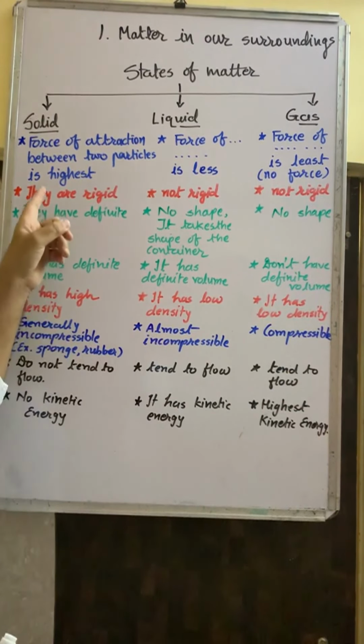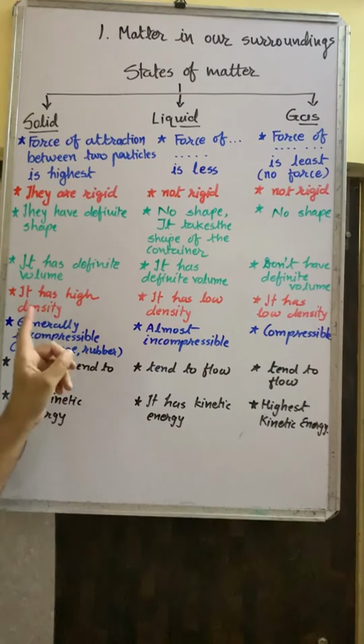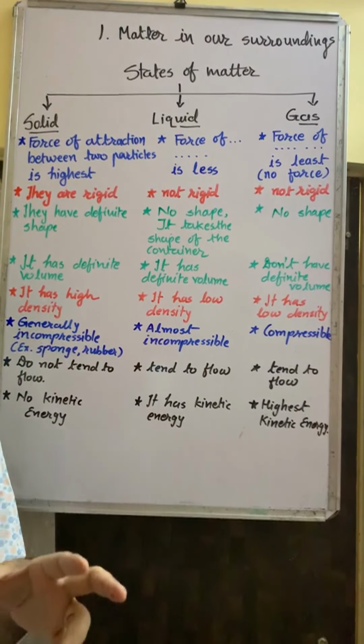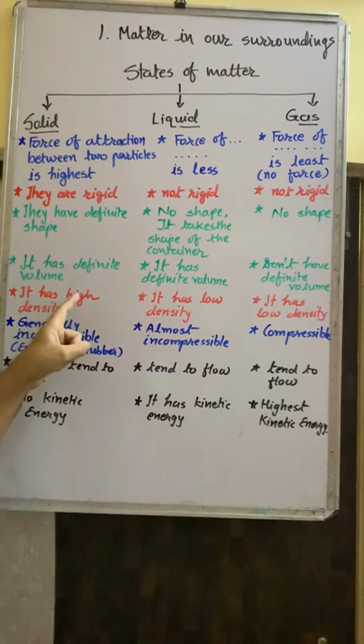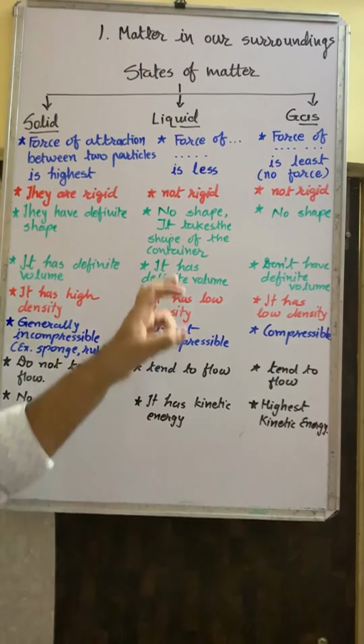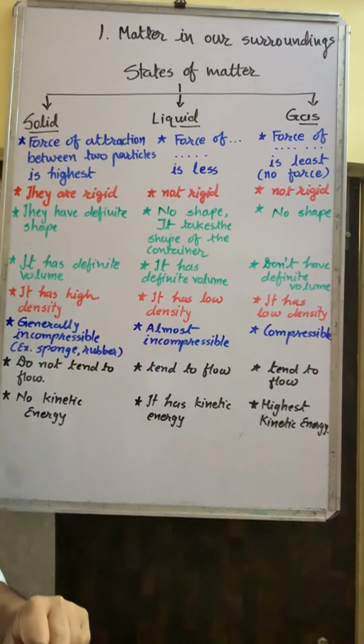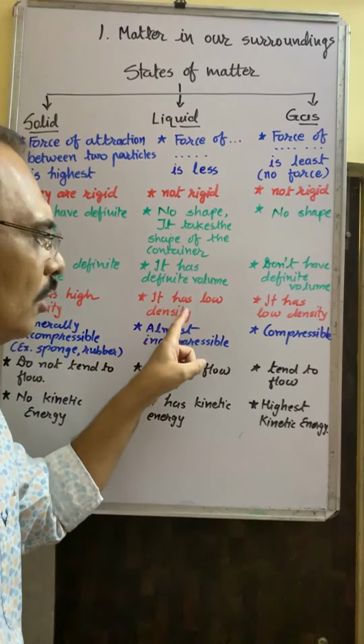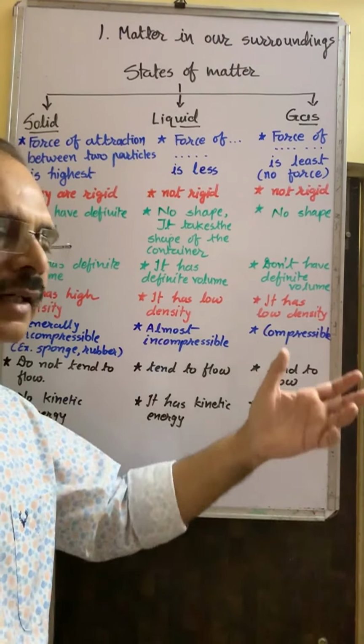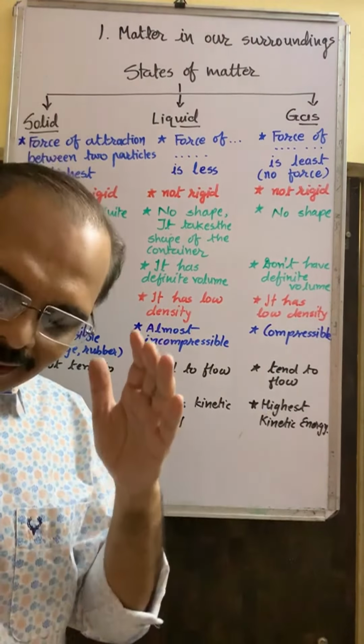Now, if it is rigid, we heard that it has high density because it is solid, molecular forces are highest, that's why it has high density. Here intermolecular forces are less, so you can say it has low density. And here it has no density or least density.